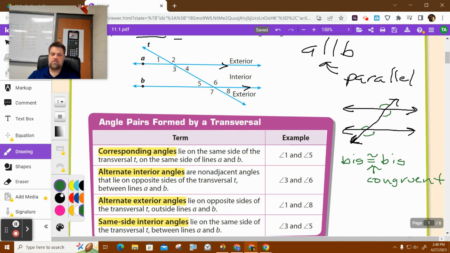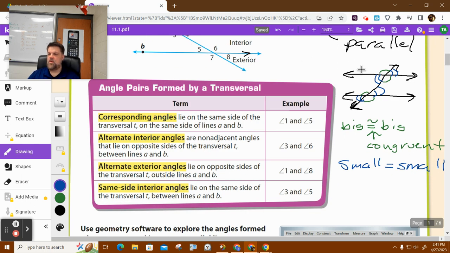Likewise, all of the small angles are congruent. So the small angles are equal to each other. And I'll write an equal symbol. Okay? Now, lastly, if you notice, for every big angle, on the other side of the transversal, there's a small angle. Did you notice that?